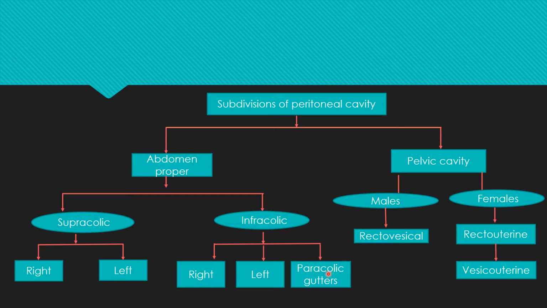So the portion that lies lateral to the ascending colon and the portion that lies lateral to the descending colon are known as the paracolic gutters. So this was all the divisions included in the abdomen proper.